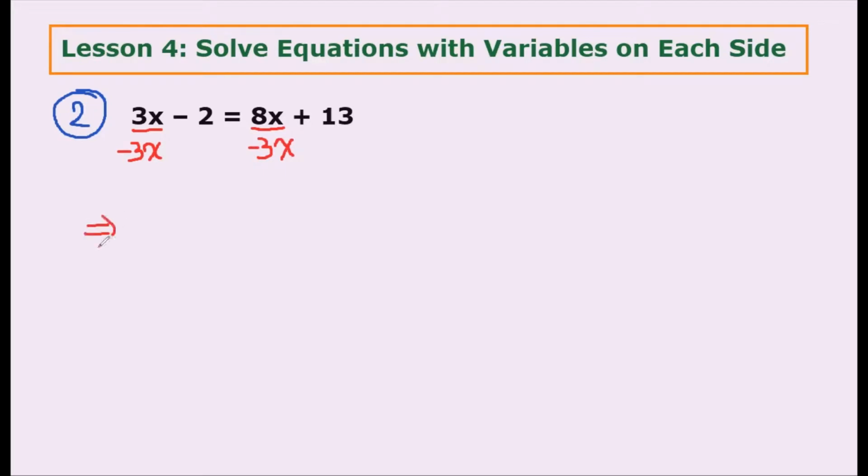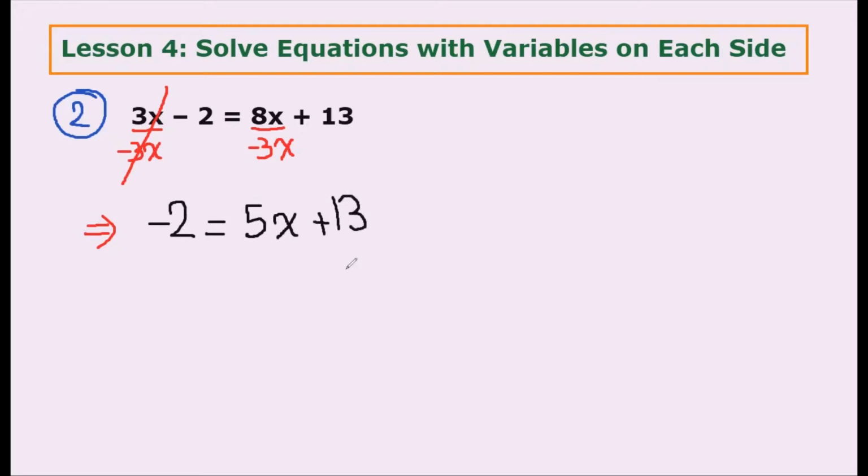Okay, what we are left with by subtracting 3. In this side here, 3x minus 3x is 0. So the only thing we're left with in this side of the equation is negative 2. Negative 2 is equal to 8x minus 3x. How much is that? You have 8 bucks and you removed 3 of them. You are left with 5 bucks. The same as it is. So 5x. 8x minus 3x gives us 5x. And we have 13 again.